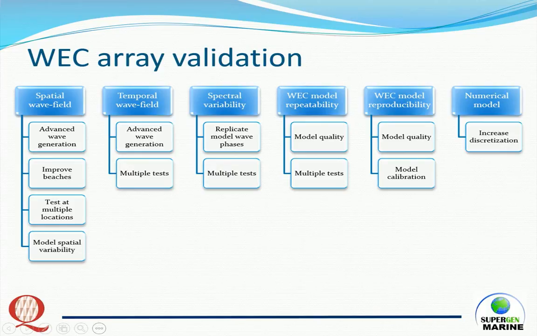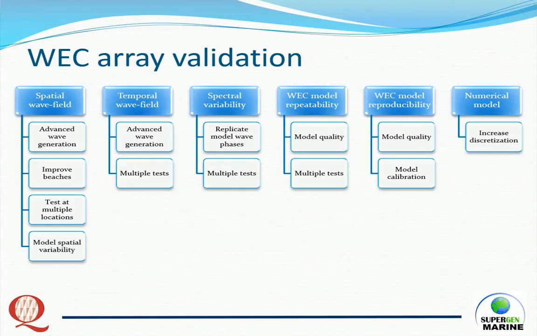You get spectral variability in the sense that if you're testing in irregular waves, the different phases between the wave components in the spectra influence the power capture in a nonlinear system. Obviously this is real life, so all the systems are nonlinear. So there's an issue there. So if you don't test in exactly the same wave train series, you'll get a variability. You also get issues of model repeatability, in the sense the same model may not respond in the same way.